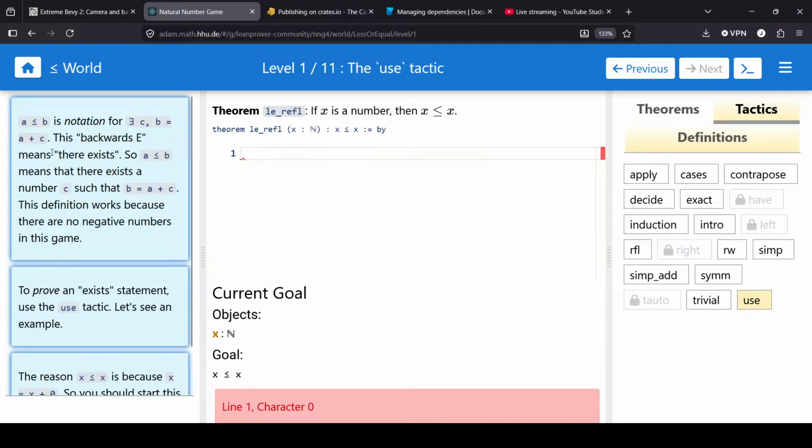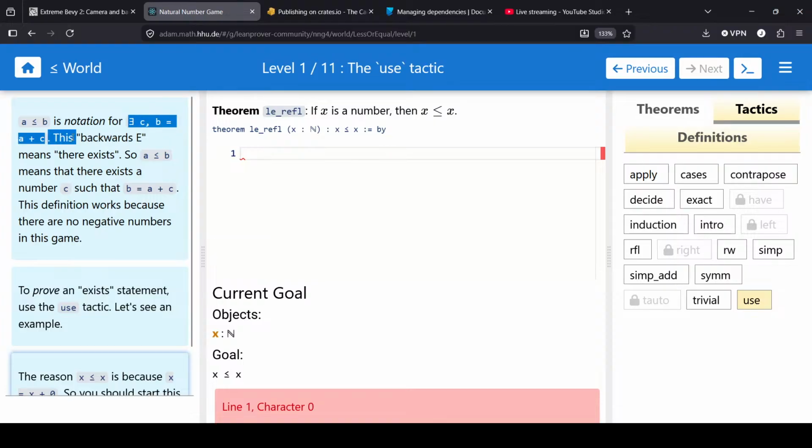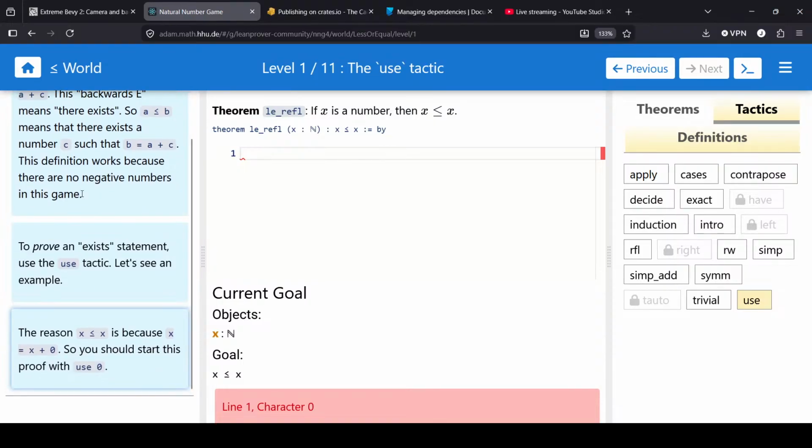The backwards E means there exists. So A is less than or equal to B means that there exists a number C such that B equals A plus C. Oh, okay. I guess they're just trying to show me how you read this. This definition works because there are no negative numbers in this game. To prove an exists statement, use the use tactic.